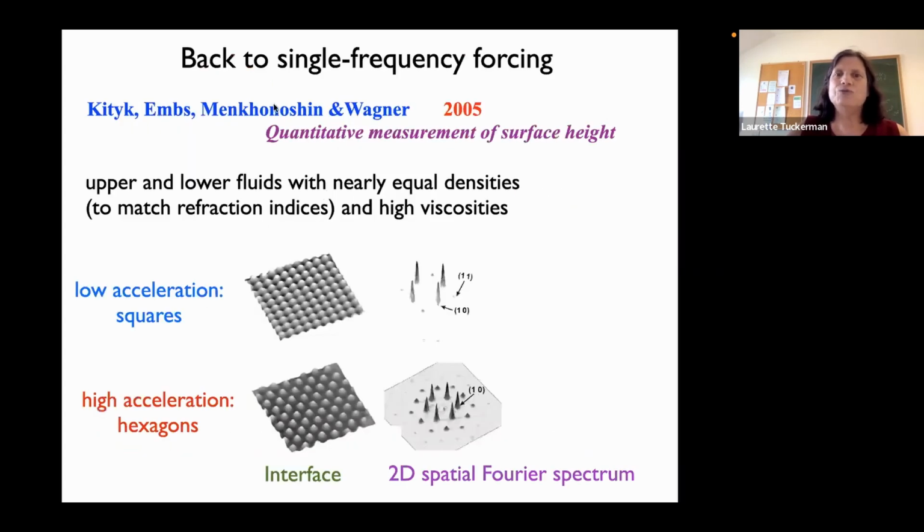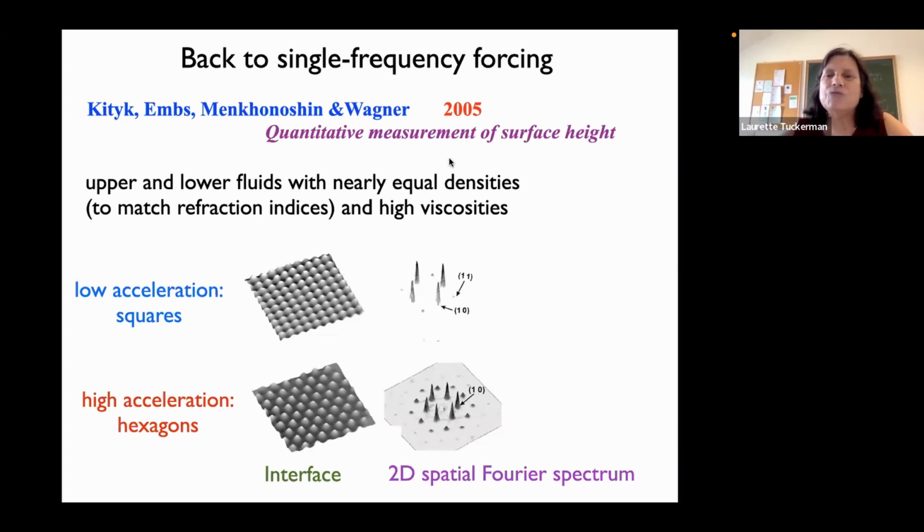Now let's go back to single frequency forcing. And here we see the square patterns and the hexagonal pattern. Now, Kittig et al., why are they part of the story? Because Wagner here in Germany was the first to make an experimental method that was able to resolve the surface height in time. So you had the height as a function of x, y, and t. And until then, people had taken pictures or something, but they didn't really have good quantitative data.